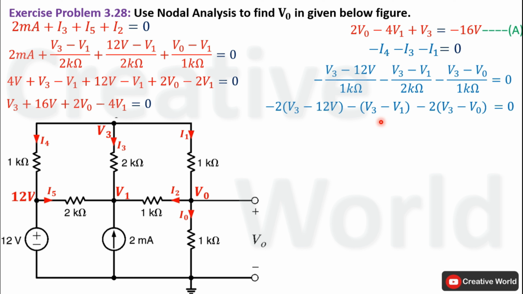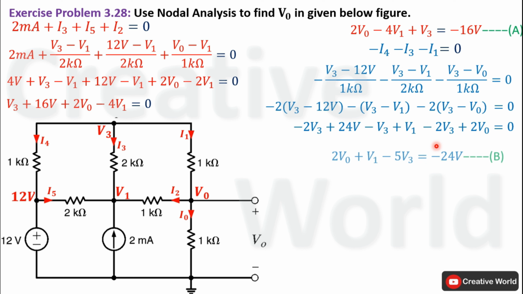Now open these brackets. Minus 2 will multiply with V3 minus 12 volt, it will become minus 2V3 plus 24 volt. Here minus 1 will multiply with V3 minus V1, it will become minus V3 plus V1. And here minus 2 will multiply with V3 minus V0, it will become minus 2V3 plus 2V0.